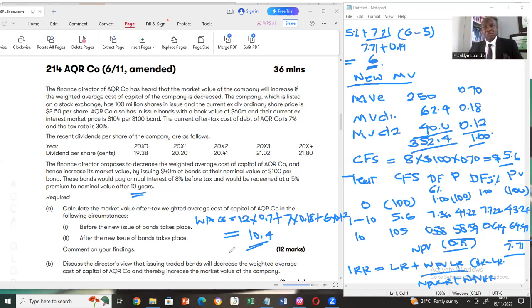The cost of capital with the new debt has gone down from 11% to 10.4%. This confirms that debt is a cheaper cost of capital than equity. And when you increase debt up to a certain level, which we call the optimum capital structure, it will reduce the WACC. And when WACC is reduced, the value of the company will increase.